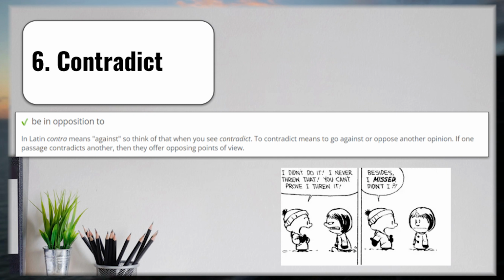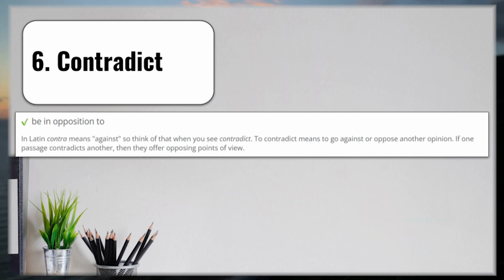If one passage that you read contradicts the next one that you read, then they offer opposing points of view. One of those points of view goes against or contradicts the one you read before.